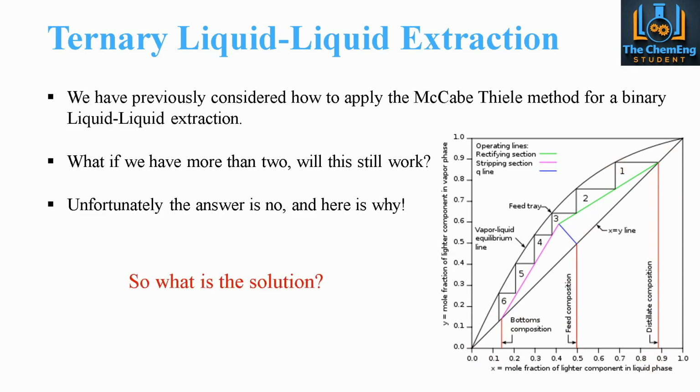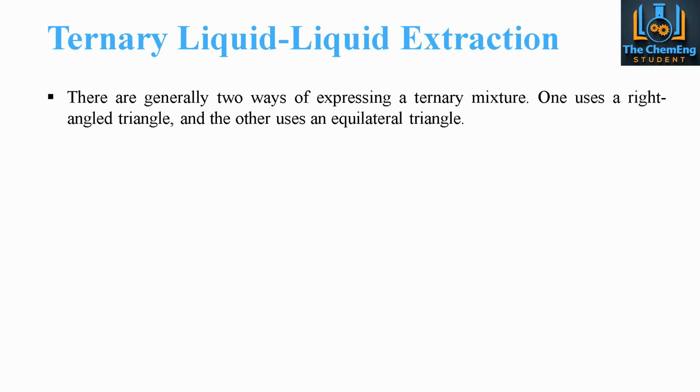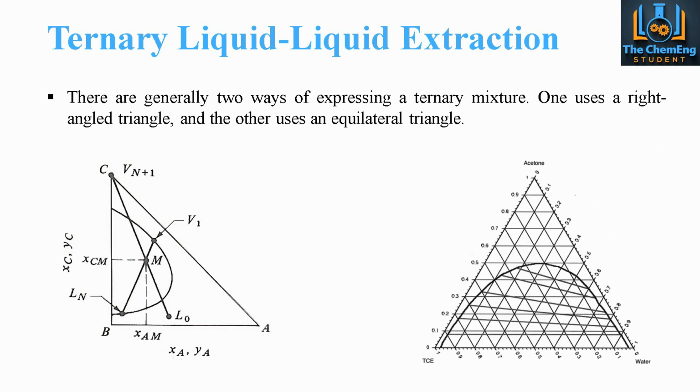So the question is, what is the solution for a ternary liquid-liquid extraction? Generally there are two ways that we can express this. One applies a right-angled triangle and the other one uses an equilateral triangle. And these tend to look something like this. We'll talk about the details as we go through this video, so we'll understand every single variable and then we'll look at a full working example so that it is very clear how you actually apply this type of system.